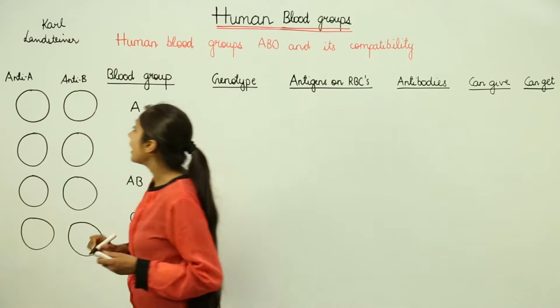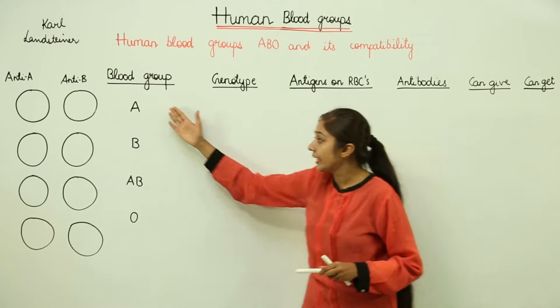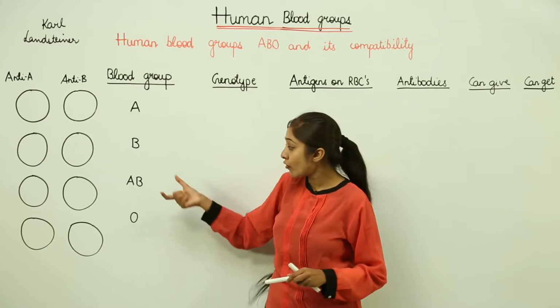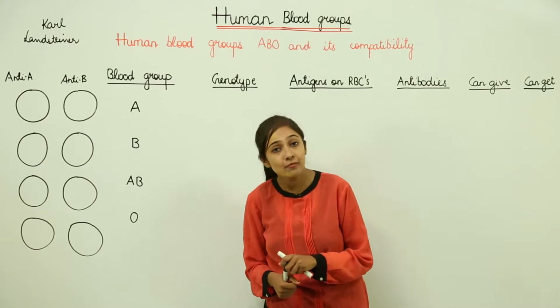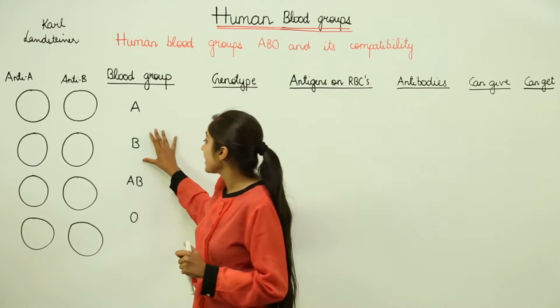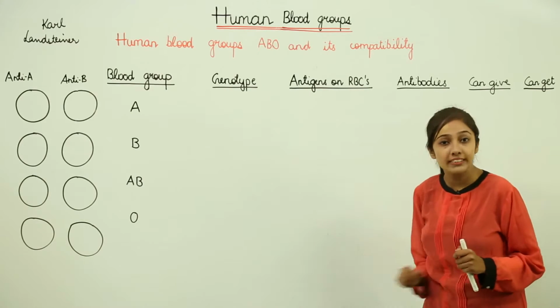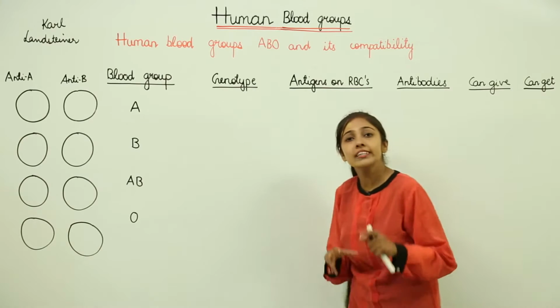Karl Landsteiner actually gave 3 types of blood groups, that is A, B and O. The 4th type of blood group, AB, was given by De Castello and Sturli.